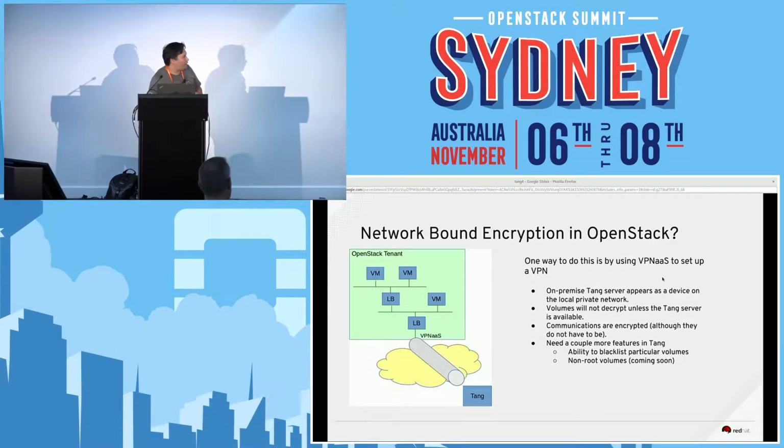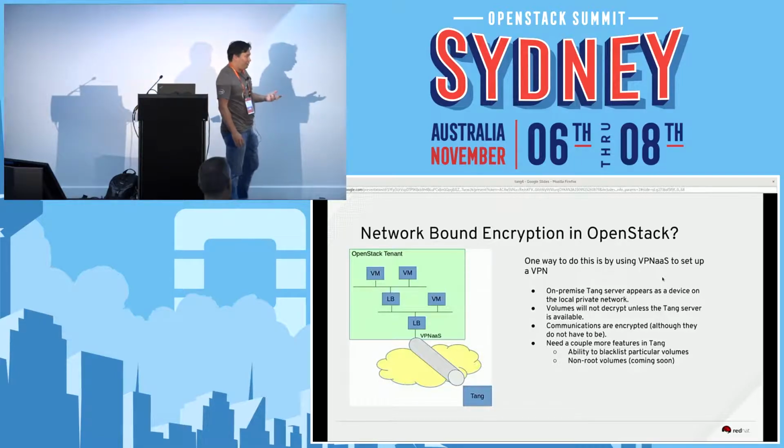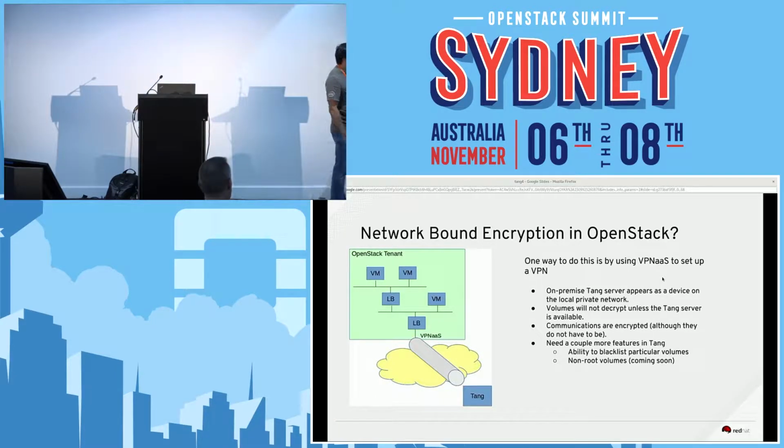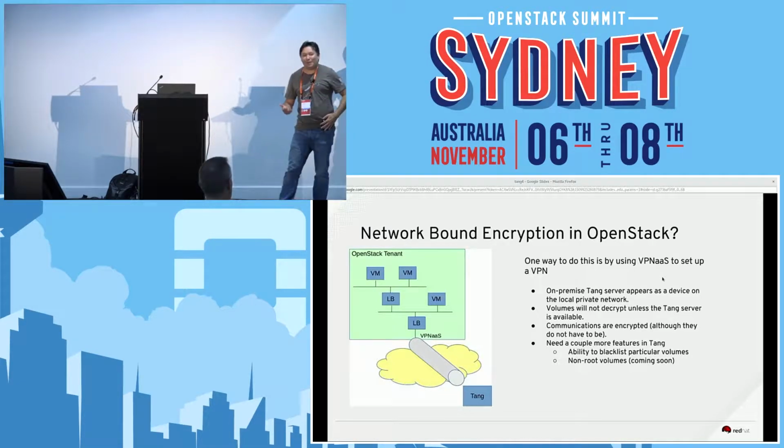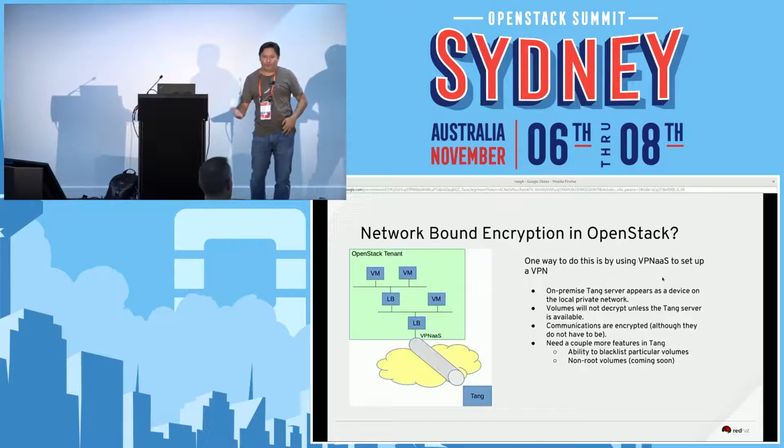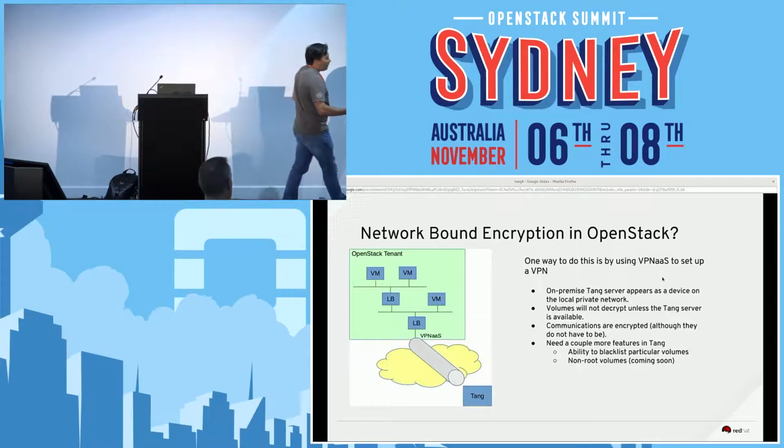There are a couple of features that we're going to need from Tang in order to make this really useful to us. The first is the ability to blacklist specific volumes. Because right now, if your Tang server is no longer there, then all of the volumes you encrypted with the Tang server are not available. You want to be able to blacklist maybe one or two volumes rather than all of them. And the second thing is we need to be able to do non-root volumes. That is actually coming up in the next release of Tang, which will be in RHEL 7.5.